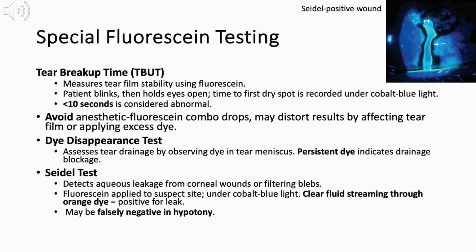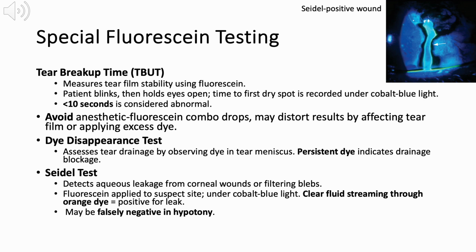Be sure to avoid using anesthetic fluorescein combo drops for this test. They can disrupt the tear film and skew the results. The dye disappearance test is another useful assessment. After placing fluorescein in the conjunctival fornix, we observe tear clearance over time. If the dye remains visible in the tear meniscus, that suggests impaired drainage, possibly a nasolacrimal obstruction.